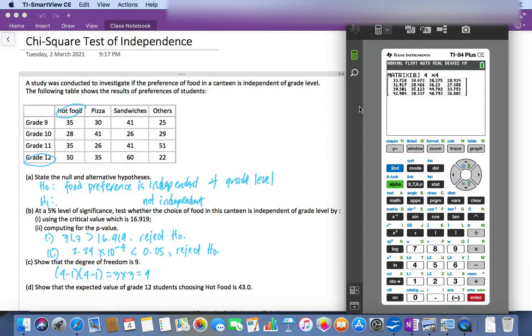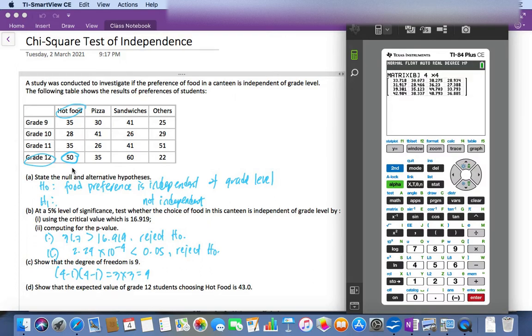The number corresponding to 50 here is 42.984, which is 43.0, which is specified here. We need to show working though how it became 43.0. What we need is the total for the row for grade 12, multiply that by the total for the row for hot food, and then divide that by the total for all the columns or all the rows.